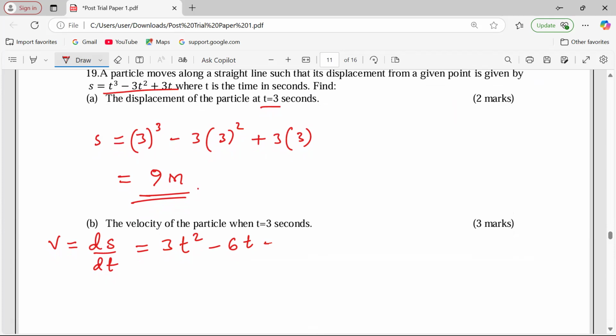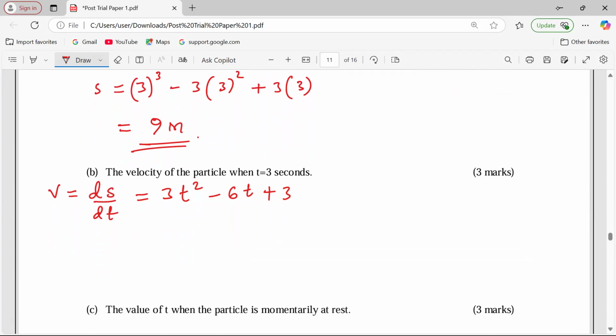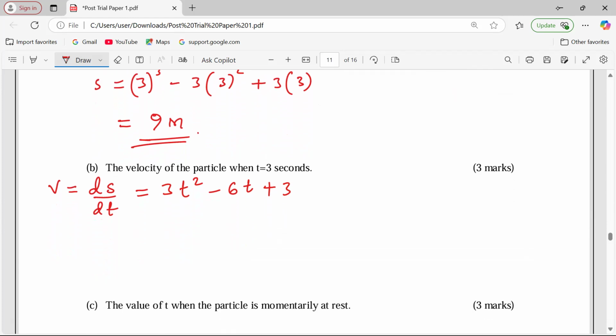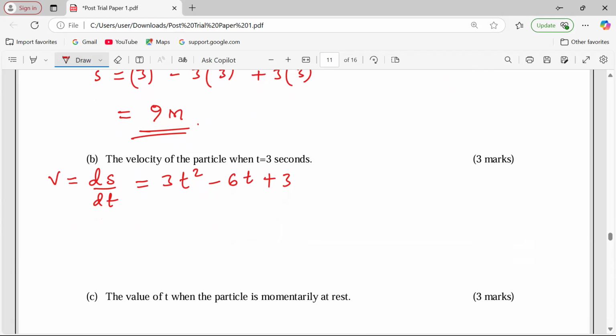Plus t is to power 1. So we drop 1 such that 3 multiplies by 1 to give us 3. And t, which was to power 1, now becomes power 0. So t power 0 becomes 1. So 3 times 1 is just 3. That way, we have the velocity function here.